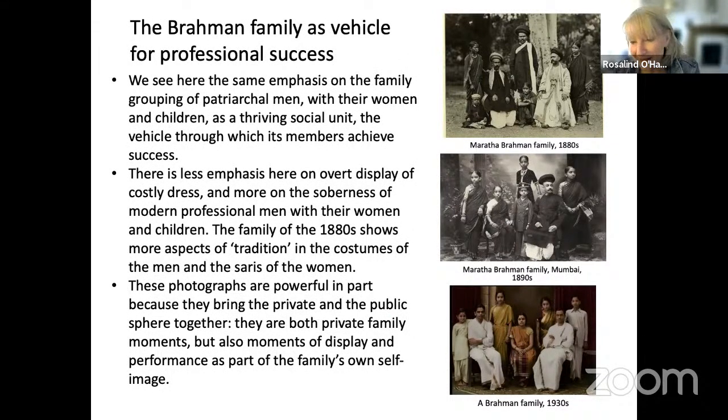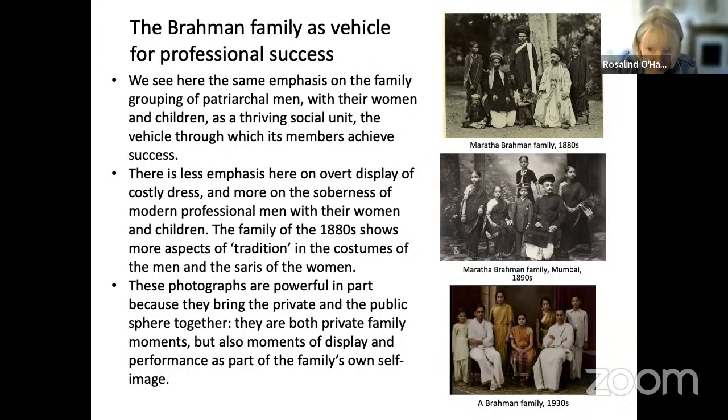So here we have three images in time: a Maratha Brahmin family of the 1880s, not quite sure where, one from the 1890s taken in Mumbai, and a Maratha Brahmin family of the 90s. I think it's Maratha Brahmin, but I may be wrong, I should say. But it's certainly a Brahmin family of the 1930s. It may possibly be a South Indian family. Now, what we see here in these family photographs is really the same emphasis. It's a family grouping of patriarchal men as a thriving social unit, the vehicle through which its members achieve success. This is not about individuals, this is about the family as a very important social, economic, professional unit.